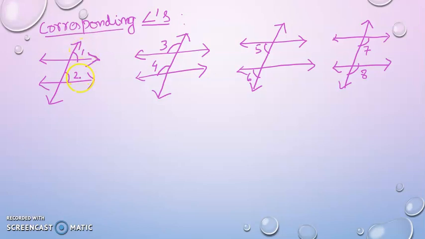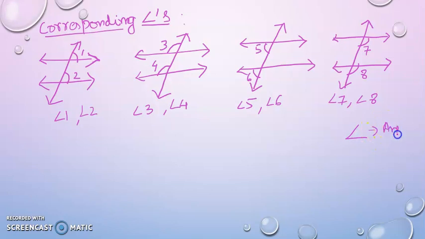So I'm writing here angle 1, angle 2, angle 3, angle 4, angle 5, angle 6, angle 7, angle 8. This sign is the notation for angle. By this time you should know, students. So these are corresponding angles.